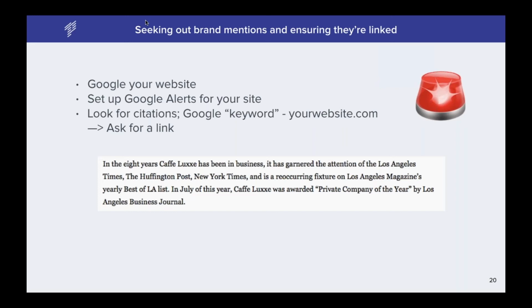The best idea is just to ask for a link. Ask, okay, I noticed you mentioned us, but would it be possible for you to link to us? It would be great if you could link to us so that people can go to our site and see what we're offering, or get some valuable information from you with time. As you can see in the example here, I found an article where they were writing about Cafe Lax, but there was no link whatsoever.